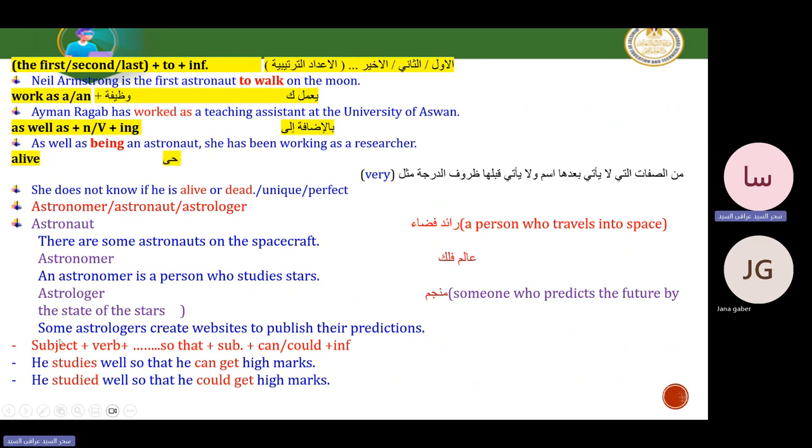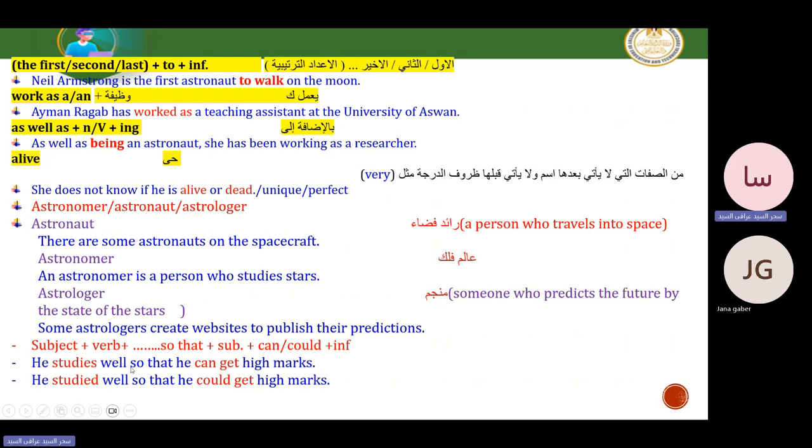What about astrologer? An astrologer is someone who predicts the future by the state of the stars. منجمين يعني اللي بيقولوا لنا الأبراج وكده يعني. يبقى someone who predicts the future by the state of the stars. Some astrologers create websites to publish their predictions about the future. Okay, let's move to another point.